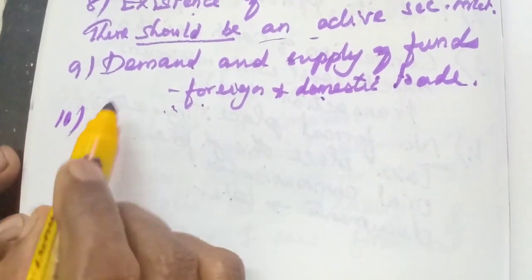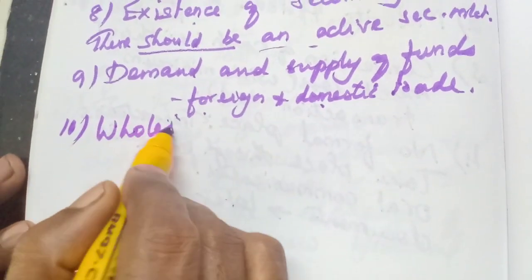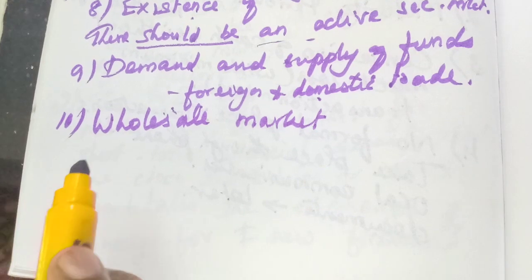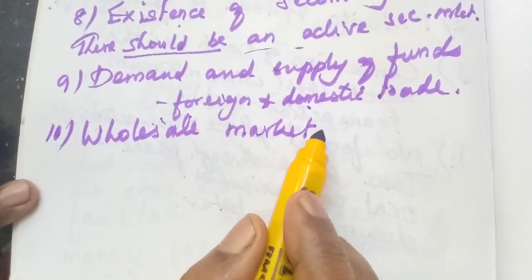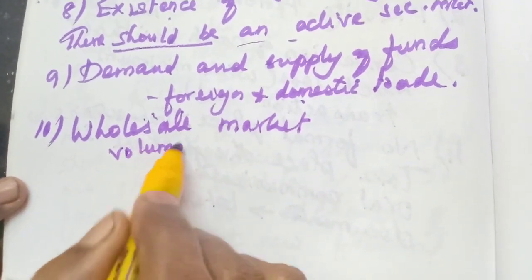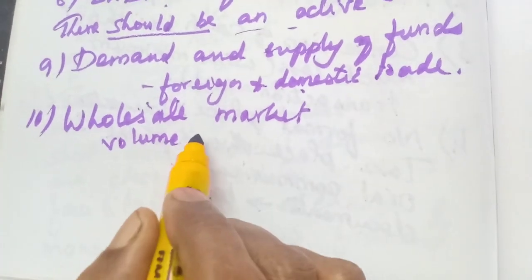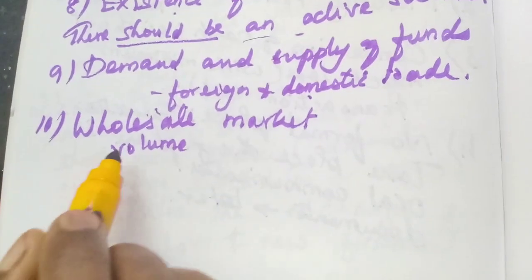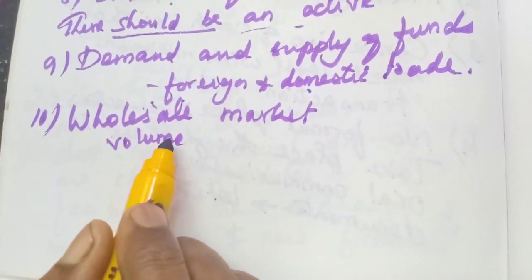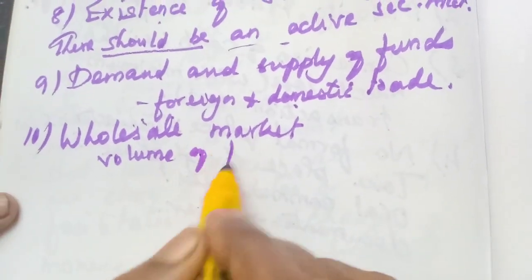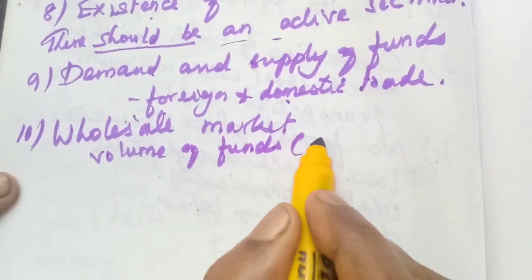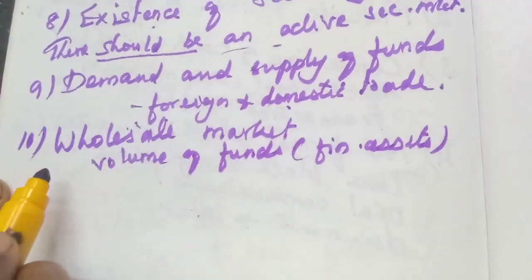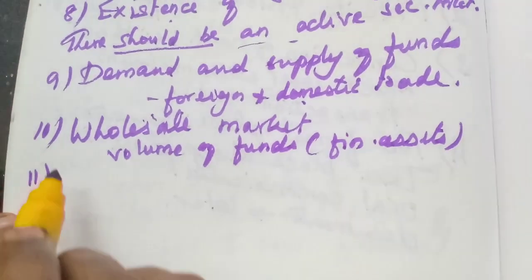Now the next point, wholesale market. How do we say it is a wholesale market? When they purchase in large quantity from a particular manufacturer or a big trader, we can say it is a wholesale market. So this is also a type of wholesale market because the volume of funds, the financial assets, traded in this money market is very large. That is why we can call the money market a wholesale market. Okay, then the 11th one, flexibility.